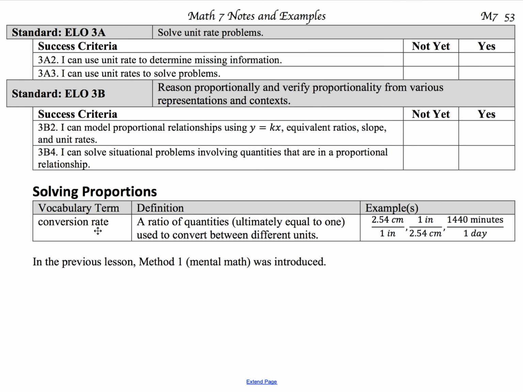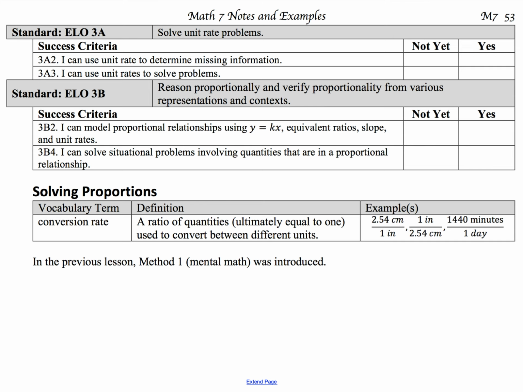The vocabulary term we're going to be going over is conversion rate. It's a ratio of quantities ultimately equal to 1 used to convert between different units. For example, 2.54 centimeters divided by 1 inch, or the other way around, 1 inch divided by 2.54 centimeters. 1,440 minutes over a day, that's because those are equal lengths of time. Those are conversion ratios, conversion rates.